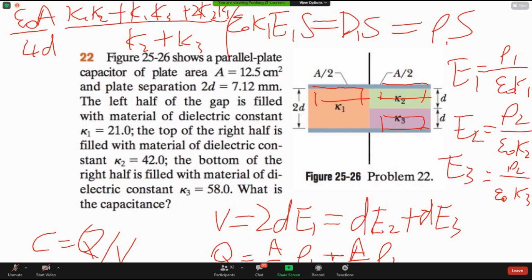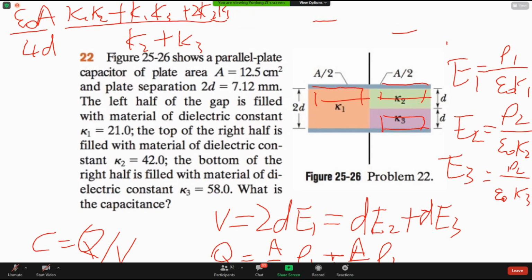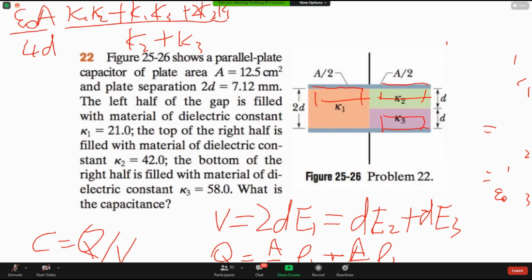But there is also another very simple way. If you don't care about the displacement derivation, you can actually treat it as three capacitors.